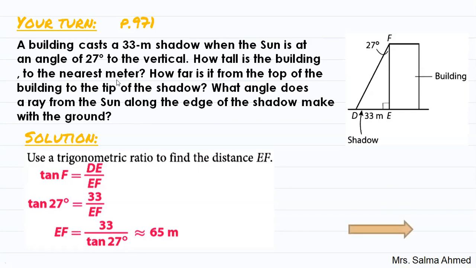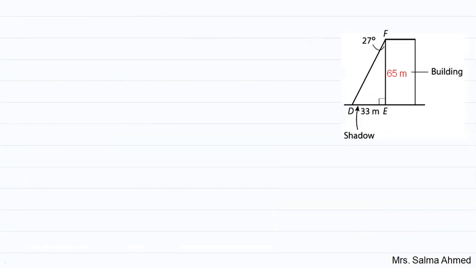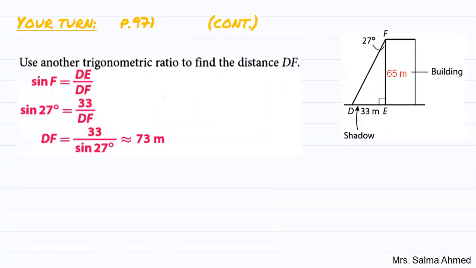Let's continue. We are now going to get DF. DF is the hypotenuse. I'm not going to use the Pythagorean theorem, since it's asking me to use another trigonometric ratio. So here we use sine F, which is opposite over hypotenuse, so it will be DE over DF. DE is 33 and DF we need to find. I'm going to isolate DF and get 33 over sine 27. By using your calculator, we will find it's 73 meters.